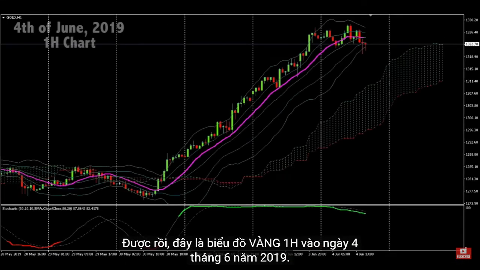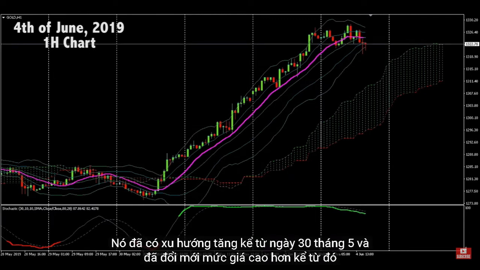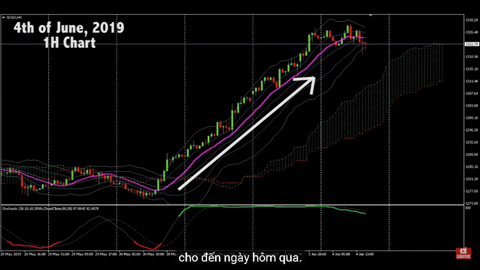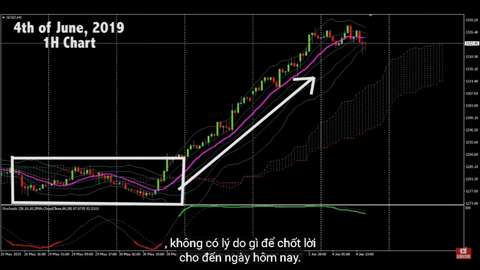Alright, this is the 1 hour chart of gold on the 4th of June in 2019. And what do we see here? It's been an uptrend since May 30th and has been renewing the higher price since then until yesterday. The price was above the ichimoku cloud and also above the moving average, so for those who bought at these lower places, there were no reasons to take profit until today.